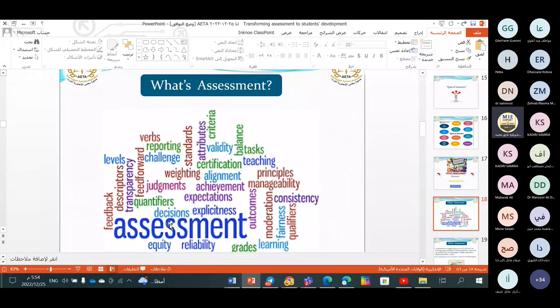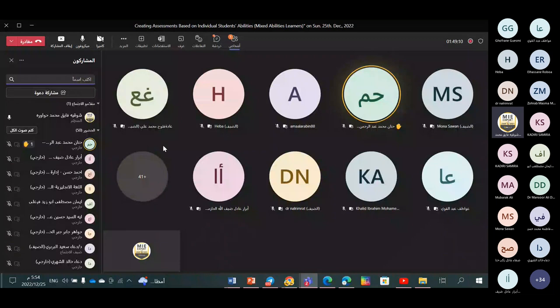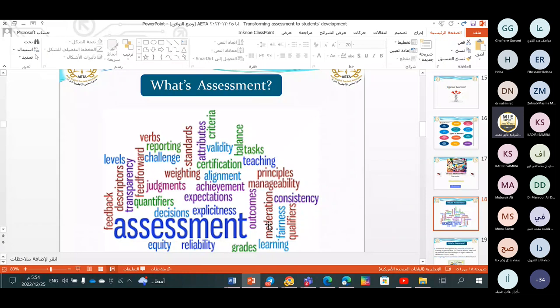So if you have a look here on this diagram or the words here, all these are connected with the word assessment. Can you mention some of them? Can you take one of them and comment on it? Any word? Yes, choose any word and comment. Yes, who wants to begin? Yes, Ms. Hanan. Just choose any word from these that you can see in front of you on this slide and comment on it.